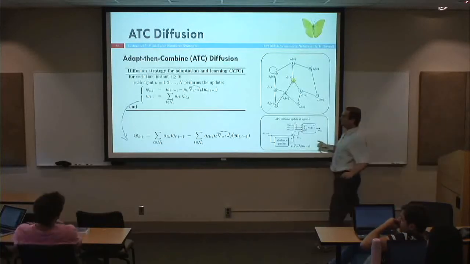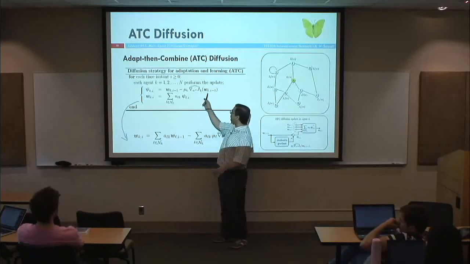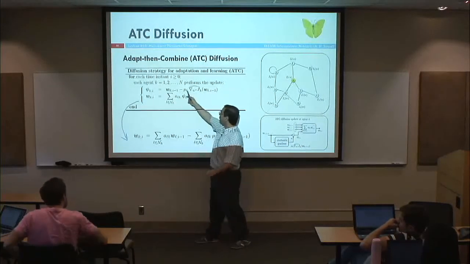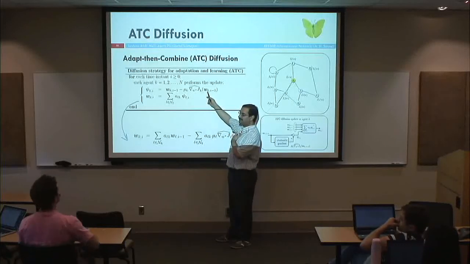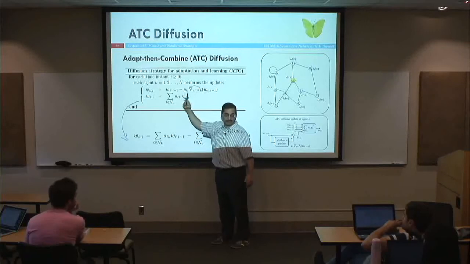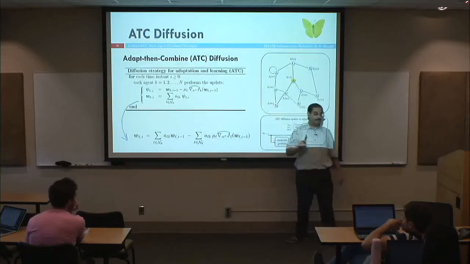In the ATC version, agent K, you can see here in the first line, first performs adaptation, so that only depends on its own data. And then it combines the estimates from the neighbors. So you adapt, and then you combine.